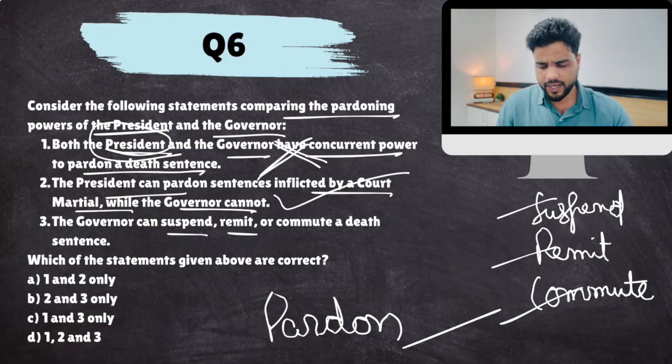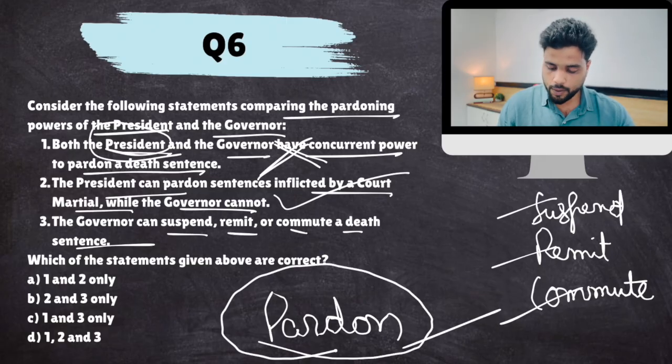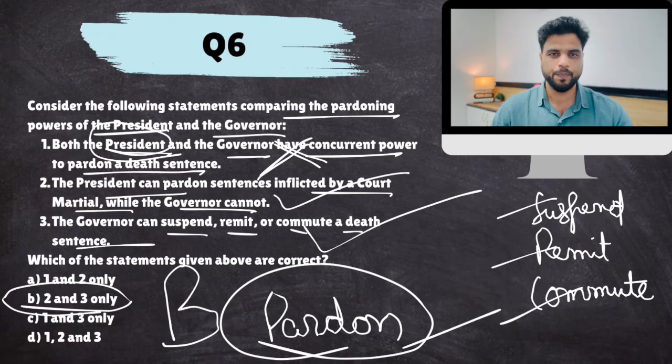The governor can suspend, remit, commute a death sentence. Yes, I told you, he can. He just cannot pardon. So this is also correct. The answer would come out to be B. Okay? Remember this part, because this is the essential difference between governor and president's pardoning powers.